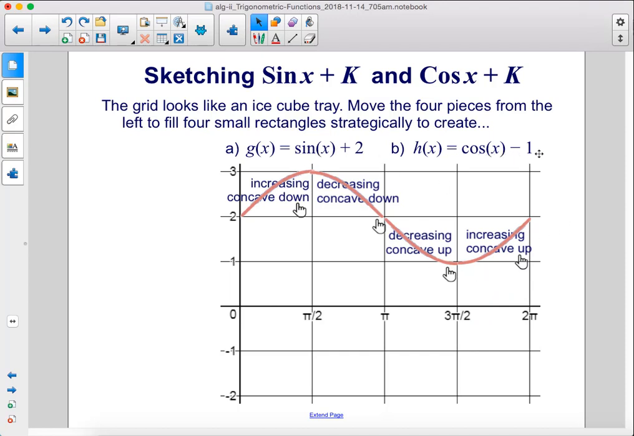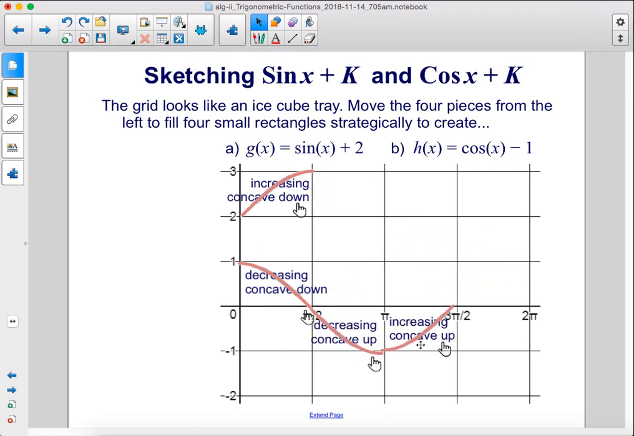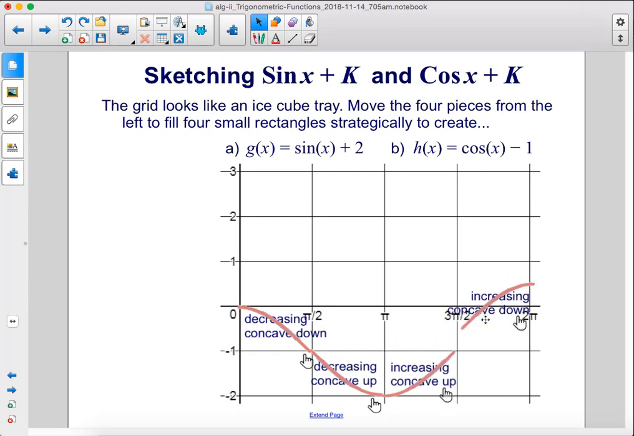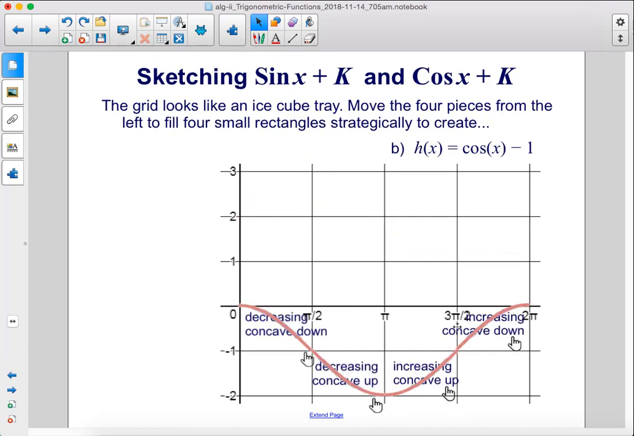Now for cosine x minus 1, first thing I'm going to do is create the cosine x wave. So I'm going to take this piece, move it there, this piece goes there, this piece is there, and this piece ends it like that. Now minus 1. So we take each piece and move it down 1. And there we have cosine x minus 1. Here is sine x plus 2, and here is cosine x minus 1.